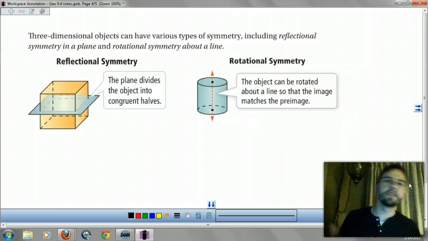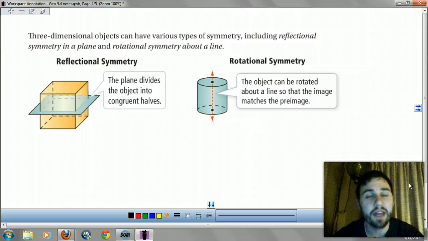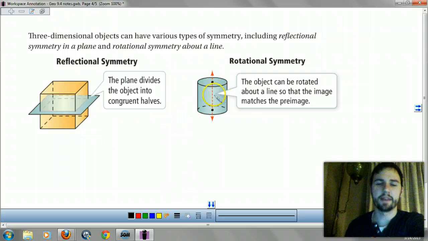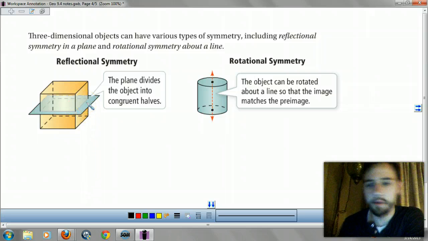This works for three-dimensional objects too. Something to think about: are humans symmetric? If so, how? Reflectional or rotational? Again, that's like a can of beans. It's like a box of boxes.